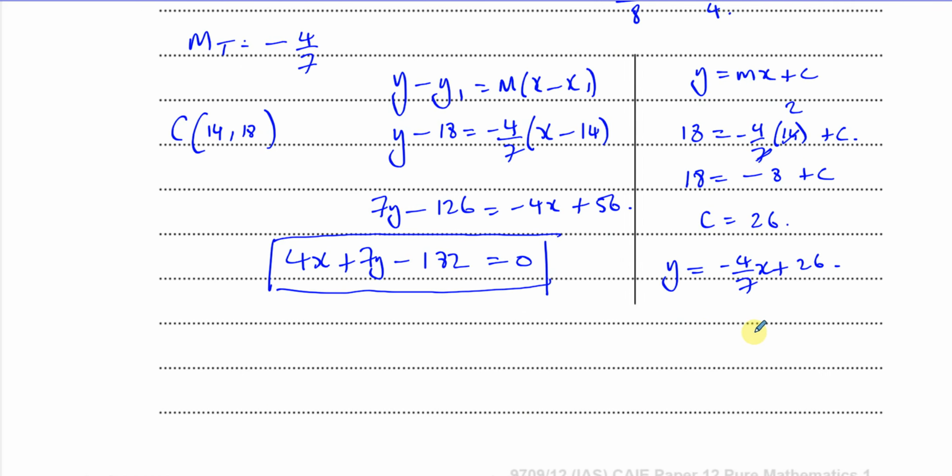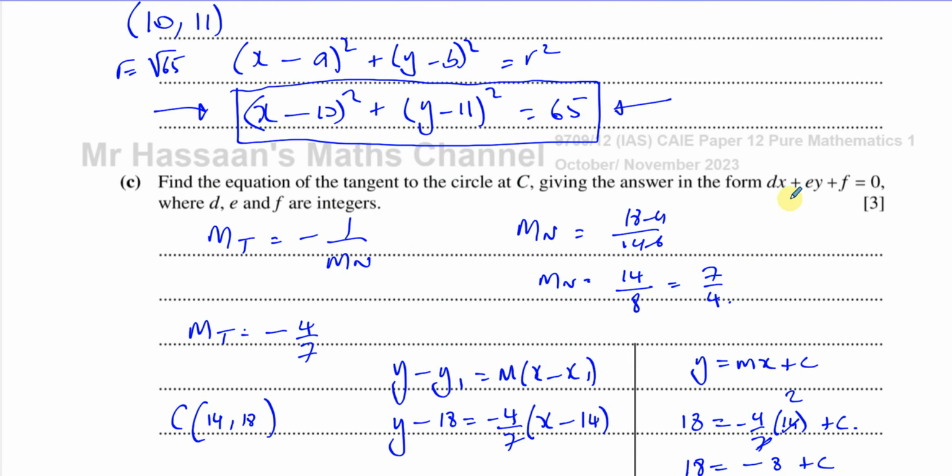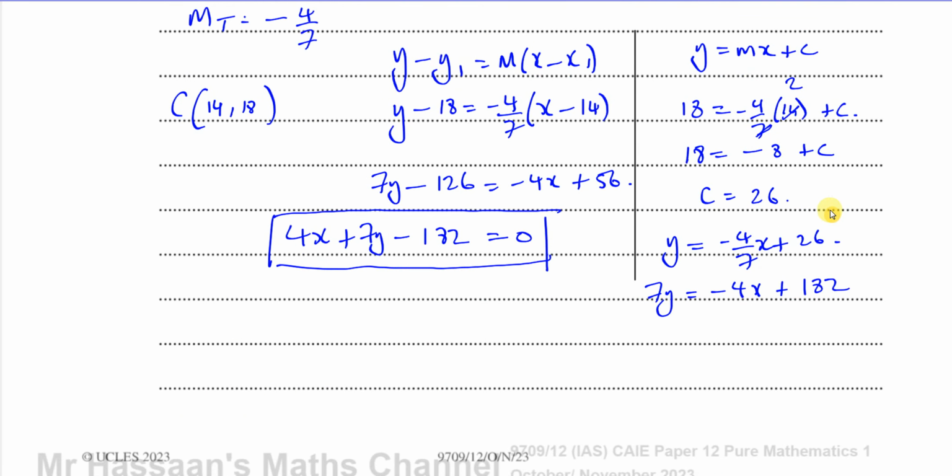Y equals mx plus c. And then you would multiply by 7 to get rid of the fraction. So you have 7y equals minus 4x plus 26 times 7. That's 140 plus 42, which is 182. So now we want to write it in this form, as I said. It says dx plus ey plus f equals 0. Try to keep the x on the side which is positive. So I'll add 4x to both sides. The 7y is already there. Take away 182 from both sides, and I get the same answer.